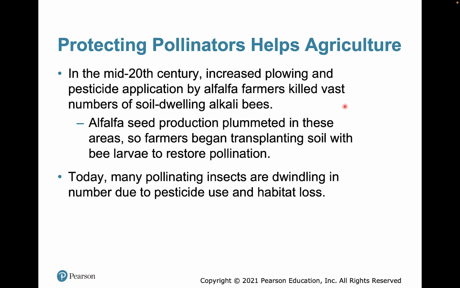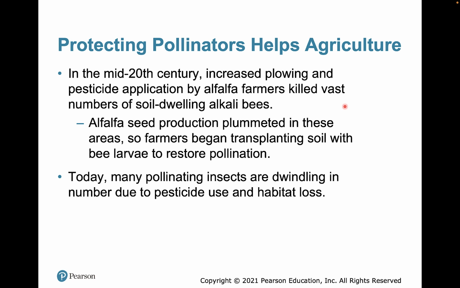So we increased our plowing in the mid-20th century, and we wound up applying lots of pesticides that killed a lot of soil-dwelling bees. These native bees are really critical in the pollination of alfalfa fields. And seed production dropped. So there's a definite connection between the presence of pollinators in a field or near a field and the yield of that field.